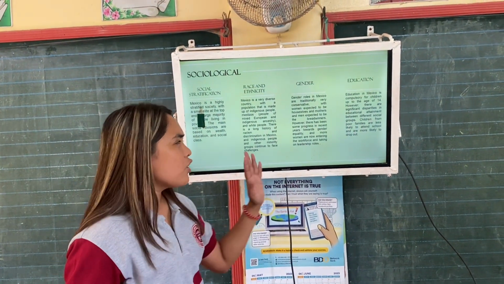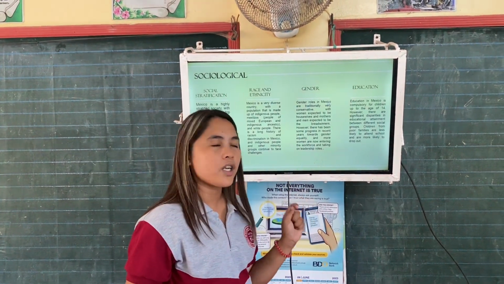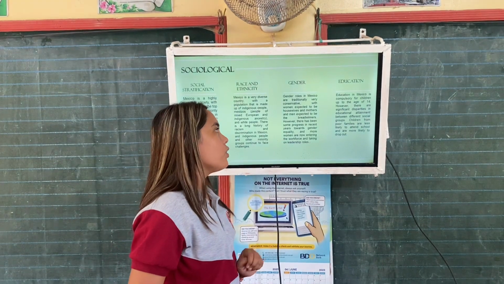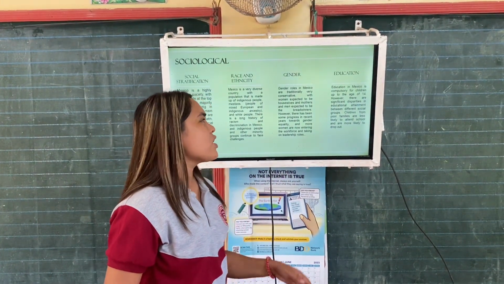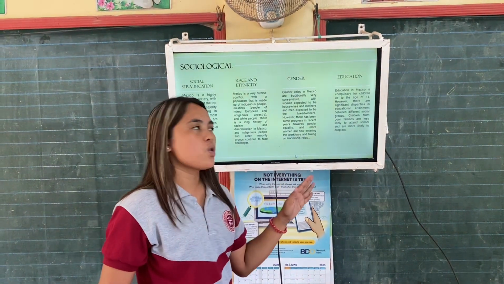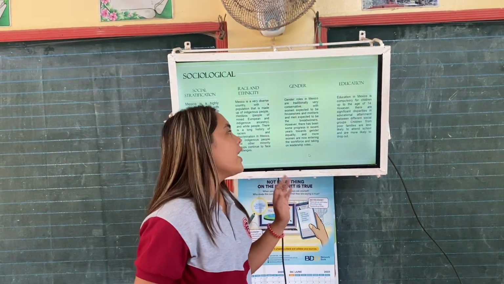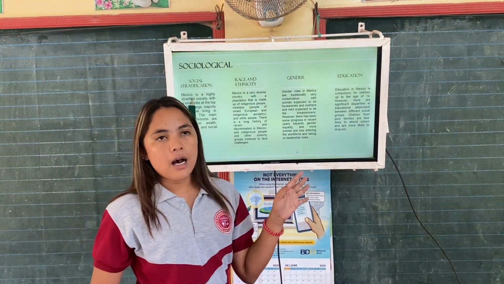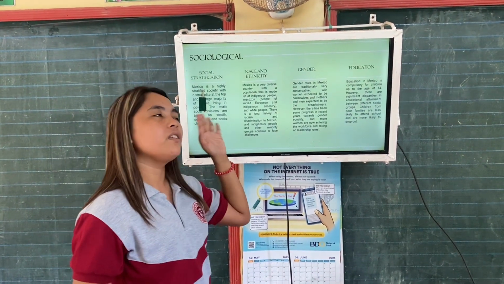And then, in terms of education, in Mexico it is compulsory for children up to the age of 14 years old. However, there are significant disparities in educational attainment between different social groups. So children from poor families are less likely to attend school and more likely to drop out. And that is the sociological aspects of Mexico.